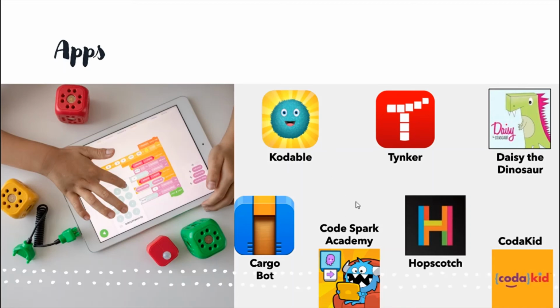CodeSpark Academy, that is one that I do believe has paid tiers to it. But it is great. It has a big kids coding gaming section. It's on Android and iOS. Hopscotch is another one of those learning with games. There's a little bit of creation to it. That one's on iOS. And then CodaKid is fairly new. And they are focused on the learning as well. They have a website, but the website is more focused on helping you find resources to help kids learn how to code.